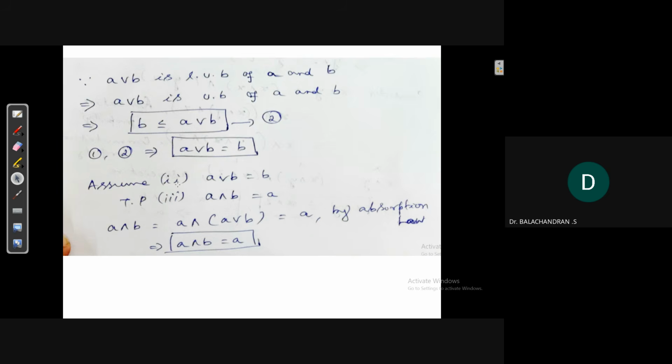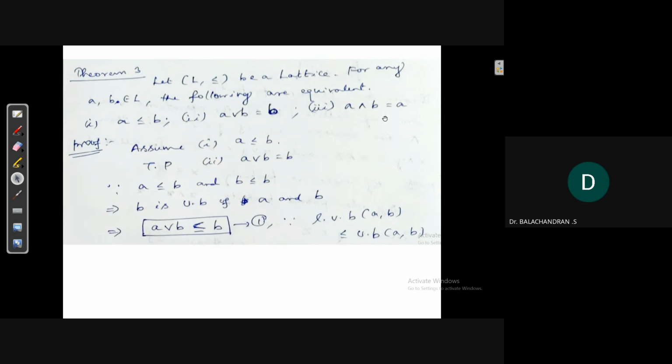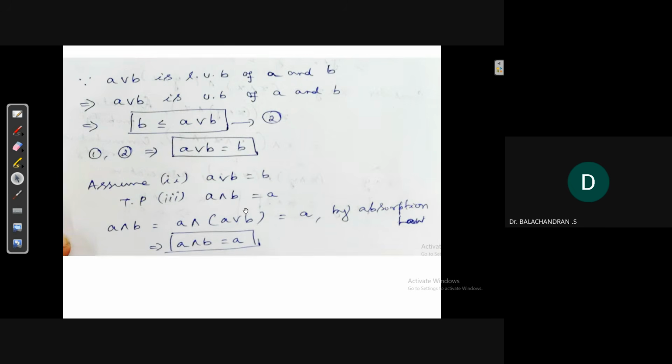Next we assume 2 and prove 3. Actually 2 is A or B equal to B, and 3 is A and B equal to A. So I will take the left side of equation 3, A and B. B by assumption is A or B, because we assume A or B equal to B. So instead of B I replace A or B.